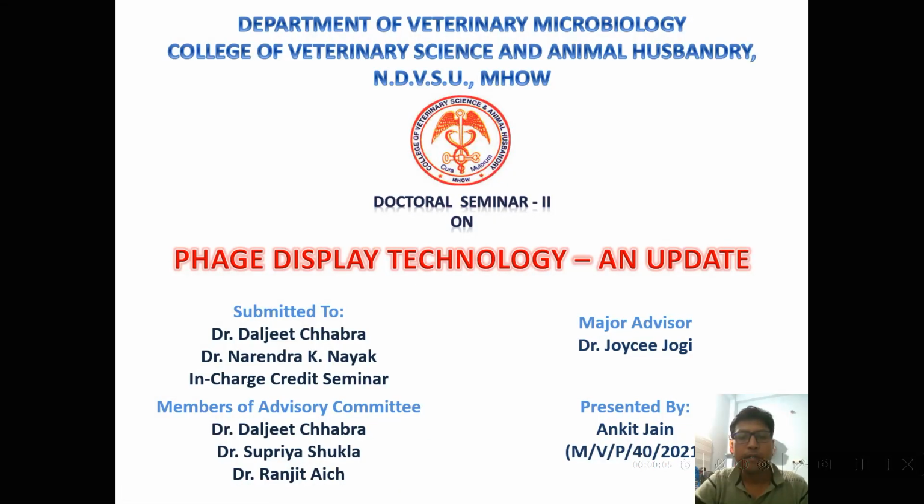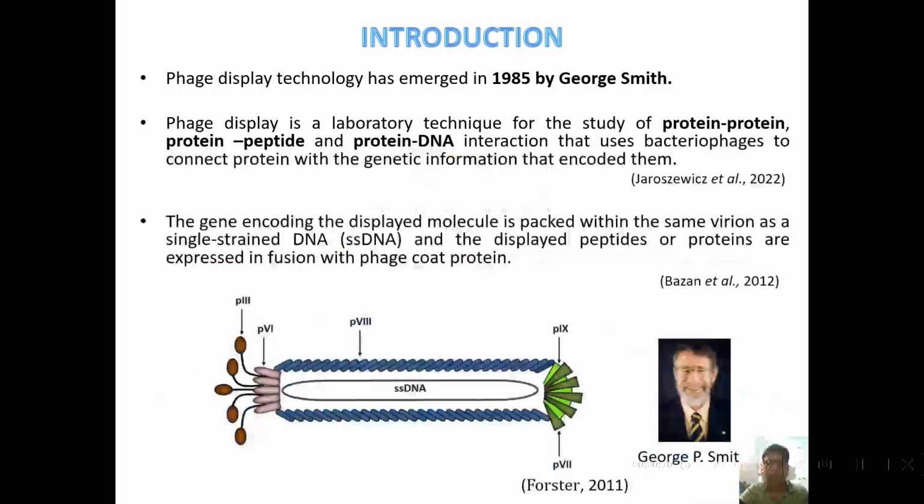Today I'm describing a very interesting topic, and the topic is phage display technology and its update. Phage display technology was first invented in 1985 by George Smith, and he received a Nobel Prize in the field of chemistry in 2018.